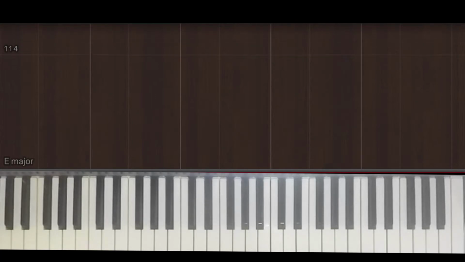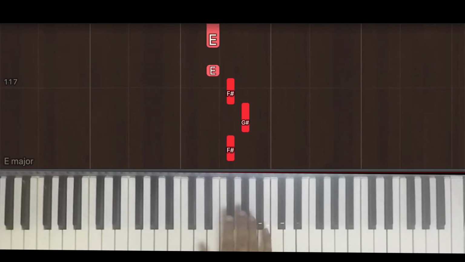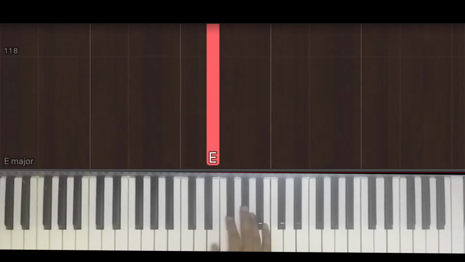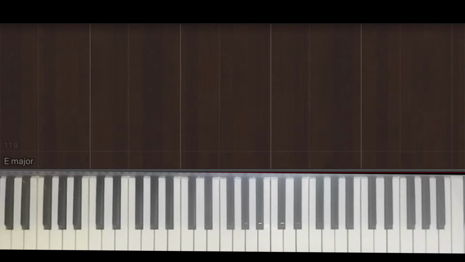Alright, and I'll just play a bit more on the right hand before we move on to the left. 1 and 2 and 3 and 4 and 1, 2, 3, 4. Alright, so that's the right hand. Now let's look at the left hand.